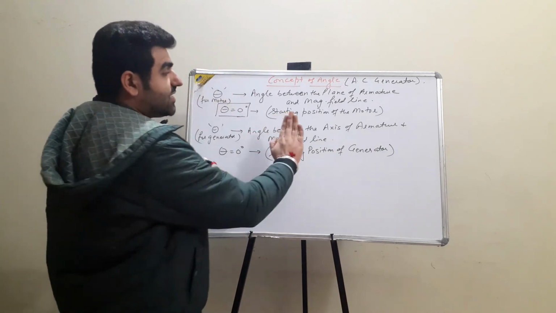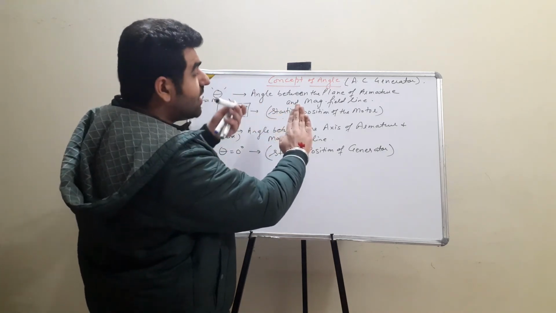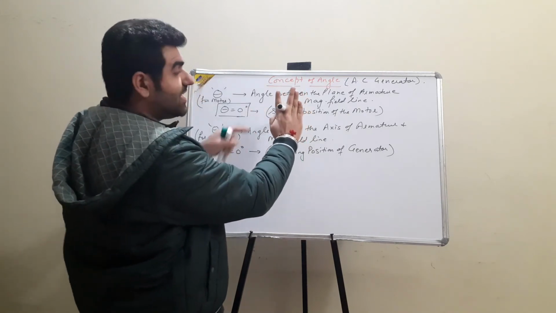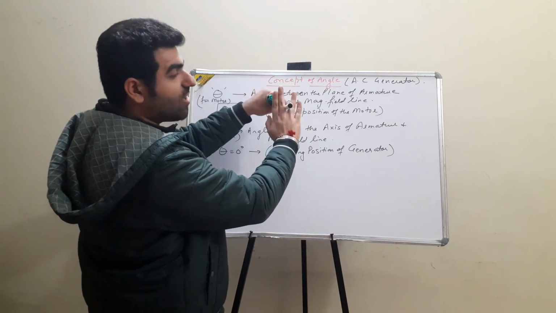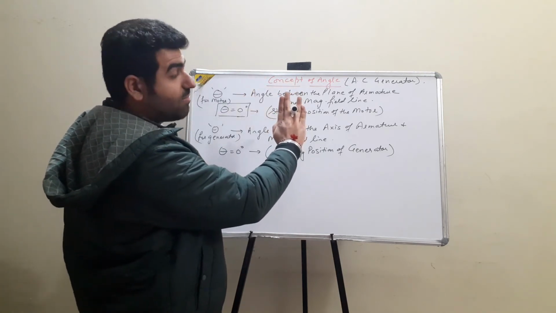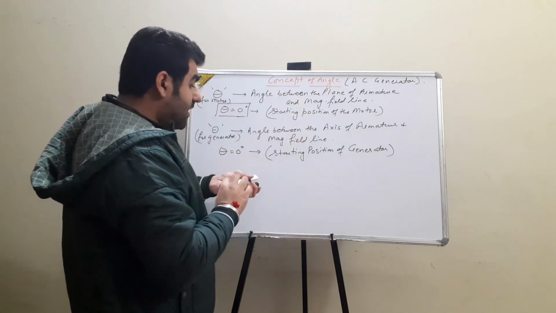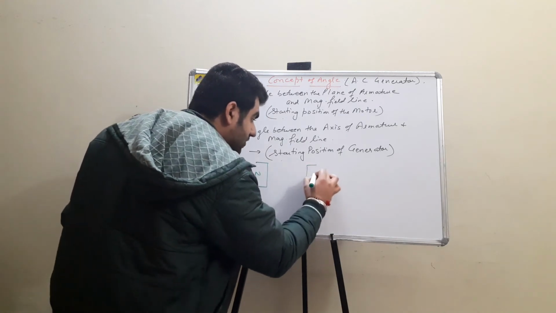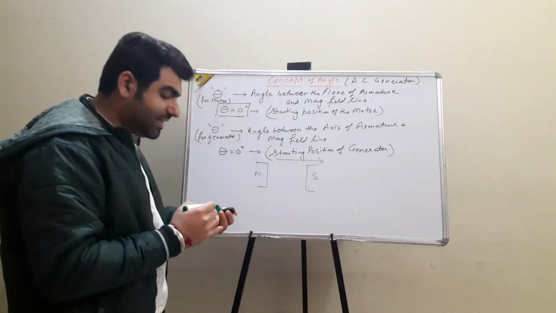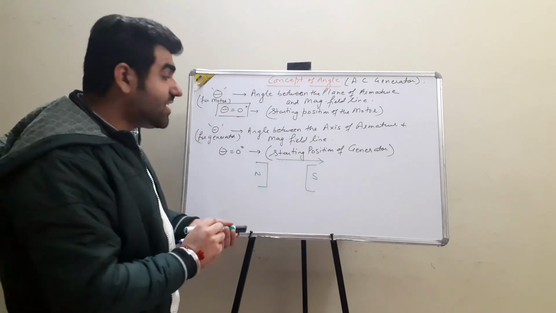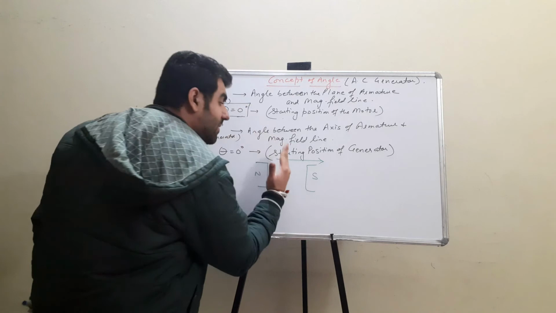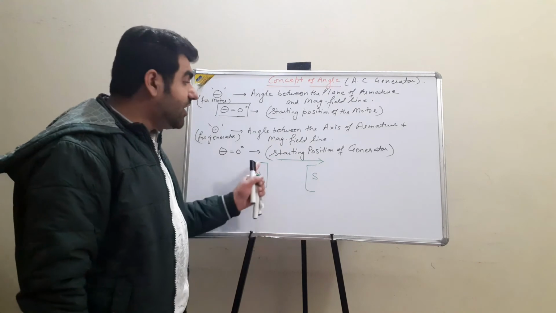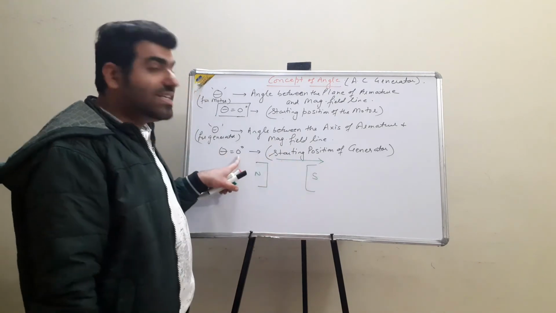Now, just understand, if this is the plane of armature, the axis is always perpendicular to this plane of armature. This is the axis which passes through the plane of armature, perpendicular to it. Now, in the case of generator, this is north, this is south, and the magnetic field line is flowing left to right like this. And the armature is now placed like this, such that the plane of armature is perpendicular to the magnetic field line, which means theta is 90 degrees.